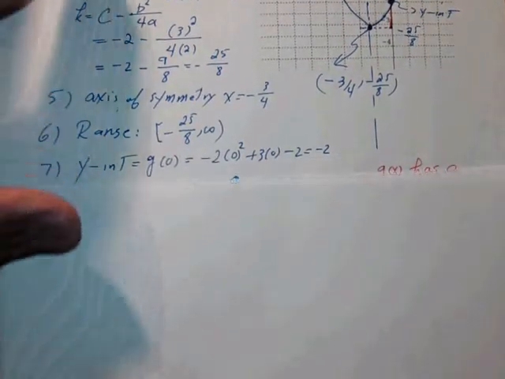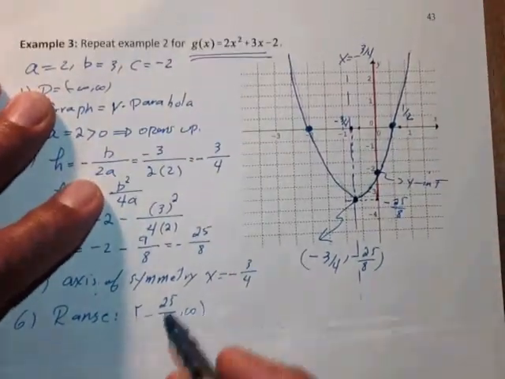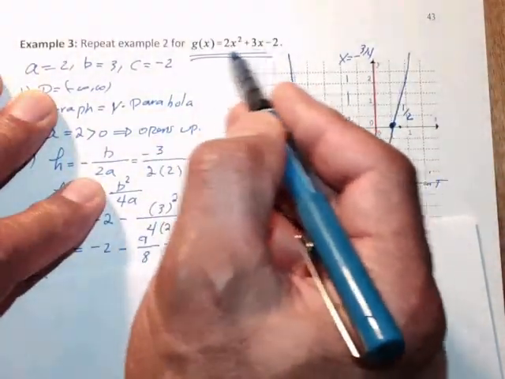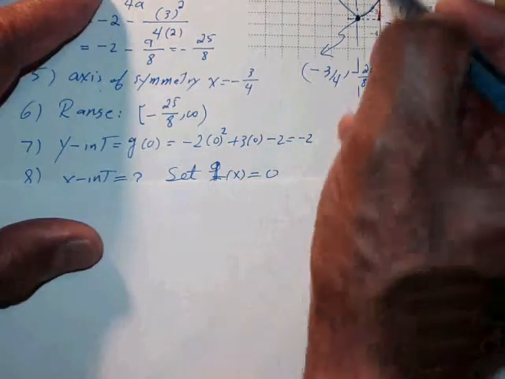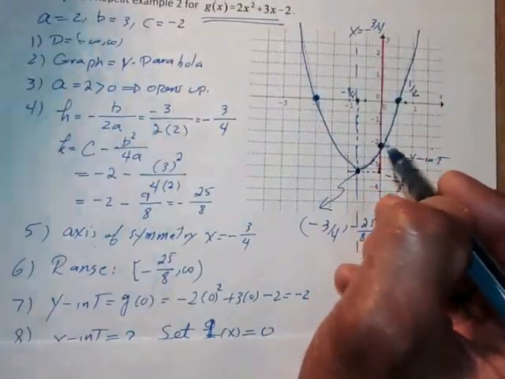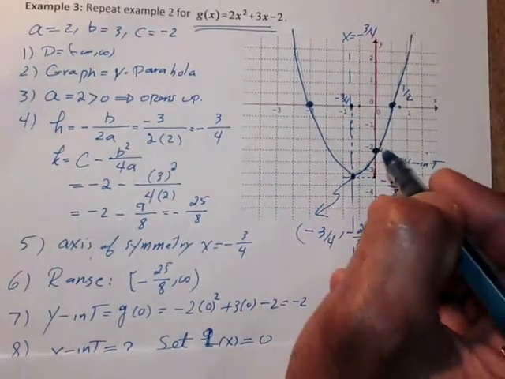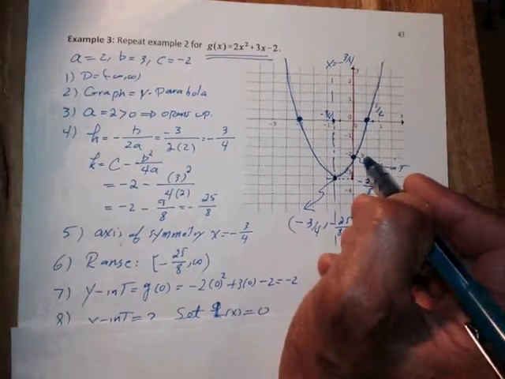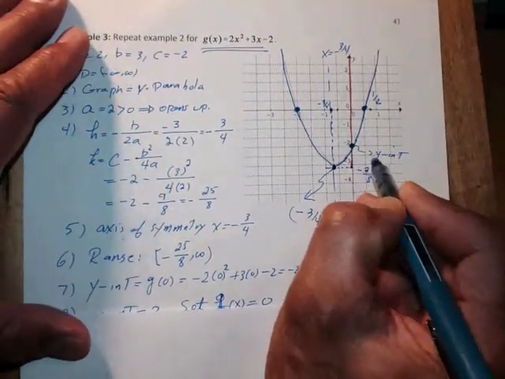Then the y-intercept is g of 0. G of 0 means in g, replace all these x's by 0, and I did. I got negative 2. So the y-intercept is negative 2, which is right here. See, the y-intercept is negative.